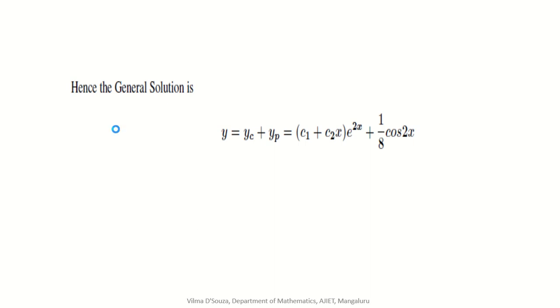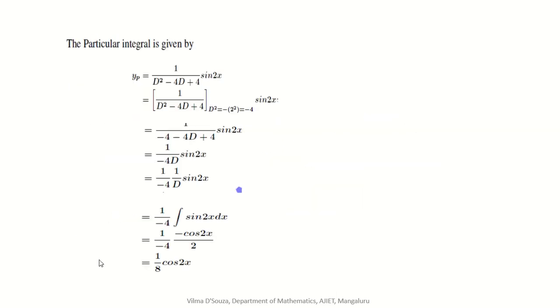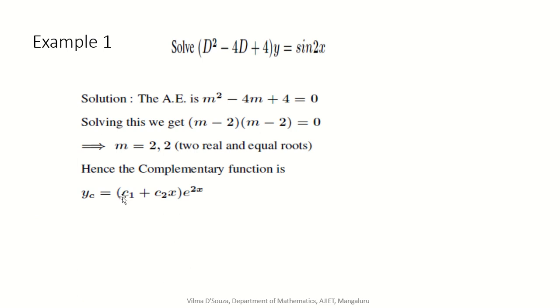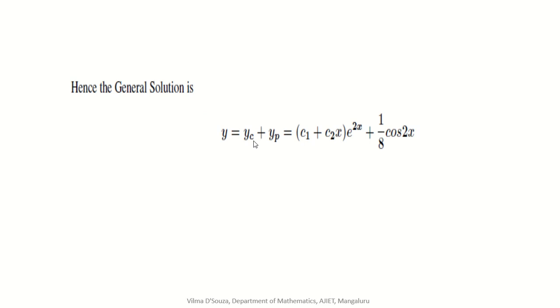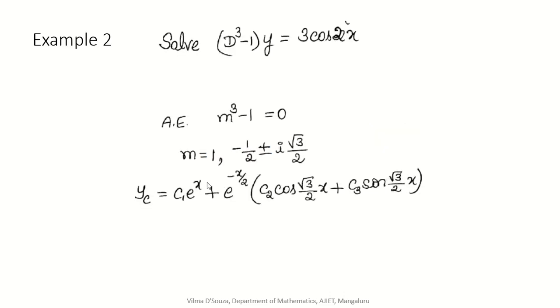What is yc? You have got c1 plus c2x into e power ax, e power 2x. What is your yp? Yc is c1 plus c2x e power 2x, and yp is 1 by 8 cos 2x. So what is your final solution? y is equal to yc plus yp, that is c1 plus c2x e power 2x plus 1 by 8 cos 2x. Let me go to the next example.